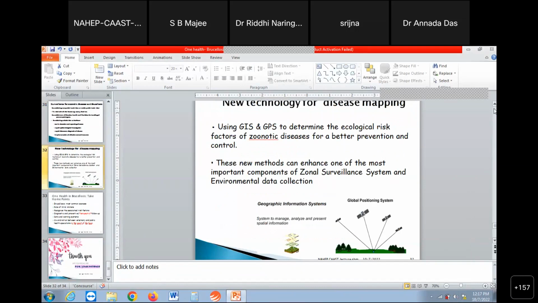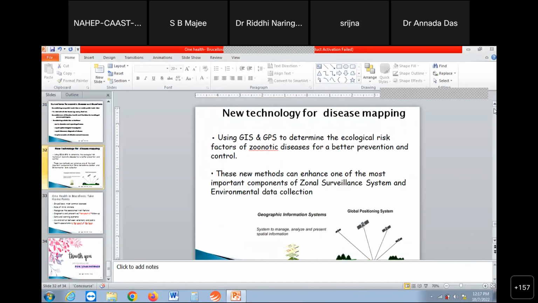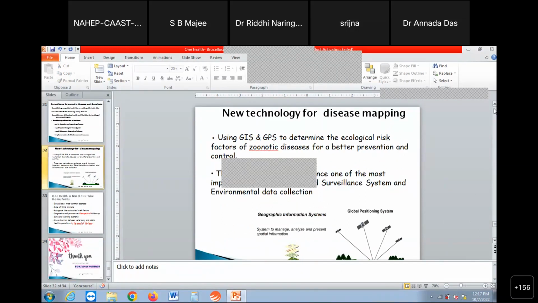very important aspect is the new technology for disease mapping by the global positioning and the geographic information systems. So to determine the ecological risks, I told you it is very important to have ecologists with you, because who is going to study all the environment and the migration patterns, etc.